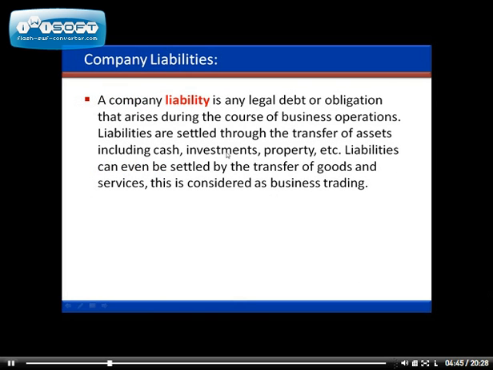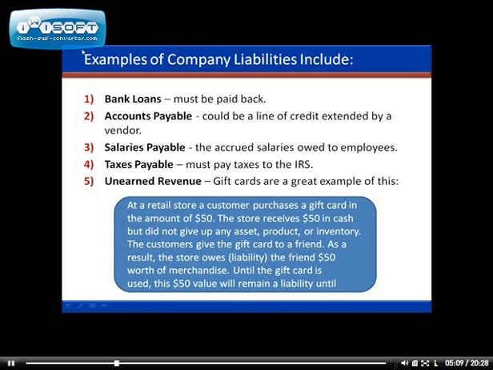Company liabilities. A company liability is any legal debt or obligation that arises during the course of business operations. Liabilities are settled through the transfer of assets, including cash, investments, properties. Liabilities can even be settled by the transfer of goods and services, and this is considered as trading. Examples of company liabilities include bank loans, accounts payable, salary payable, taxes payable, unearned revenue.